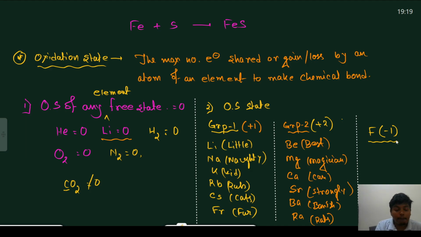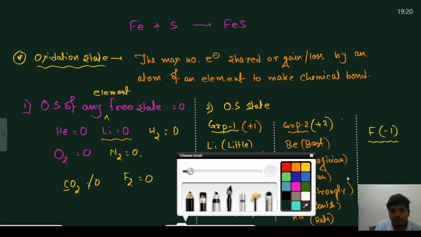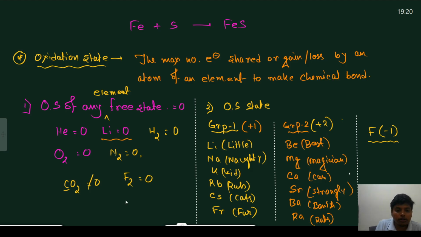This applies when they are in a combined state. If I ask you what is the oxidation state of fluorine in F2, what is it? 0. Understood? So if I ask you the oxidation state in NaF, sodium will be +1 and fluorine will be -1. Understood?